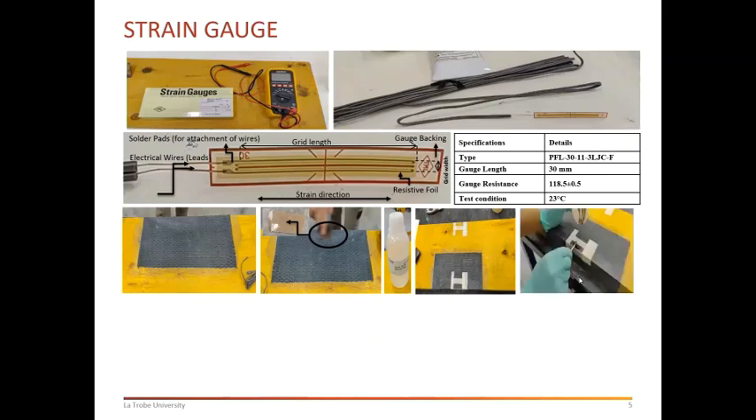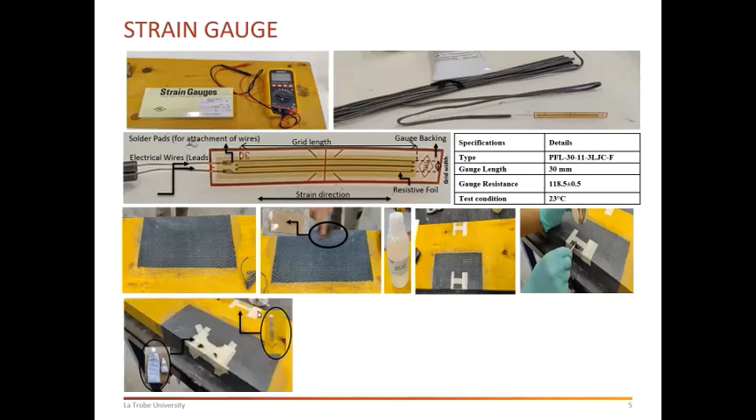After determining the location, now we need to apply the adhesive, and a different type of adhesive is used depending on the type of the surface. So for the carbon fiber reinforcement polymer surface, this type of adhesive will be used, and for the timber surface, this type of adhesive was used.